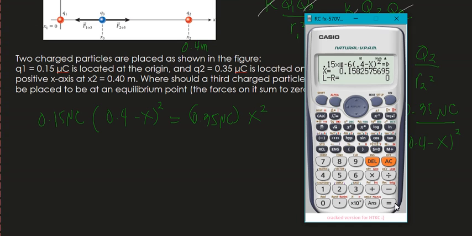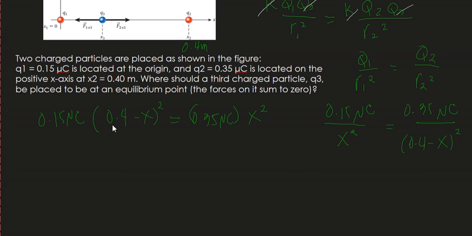So the value of x nga nakuha natin is 0.158. x naton is equal to 0.158 meters. So dapat ibutang ta ang aton nga Q3 sa x, which is 0.158 meters, in order for us to have an equilibrium point of charges. Automatic, amo na ni dayon naton nga final answer.